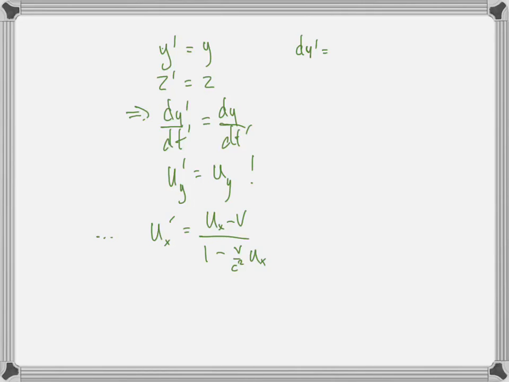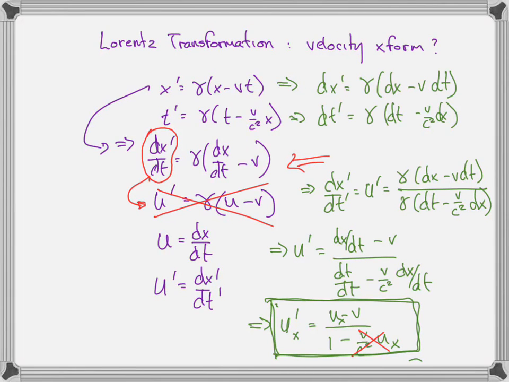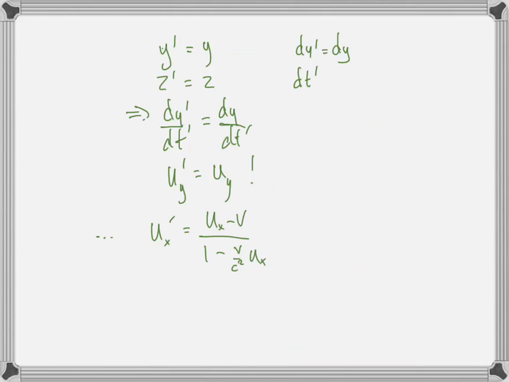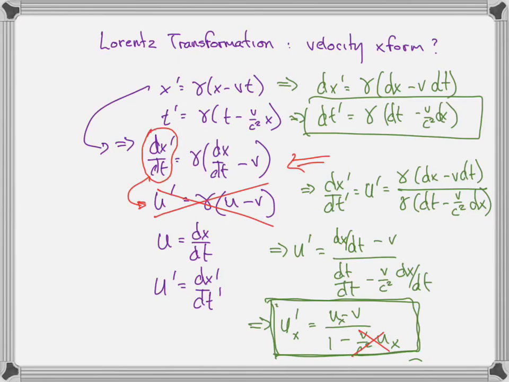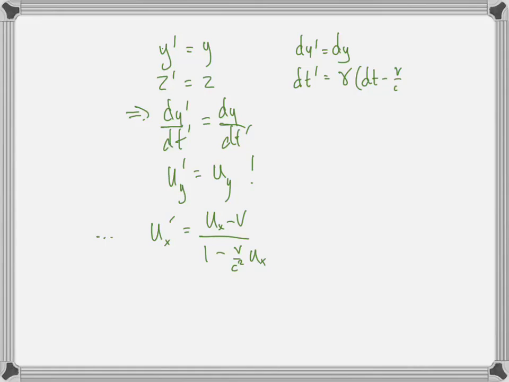Since dy' equals dy, in order to get dt', we go back and see that dt' equals gamma times (dt minus v over c squared times dx). So therefore u sub y' is equal to dy over gamma times (dt minus v over c squared dx).